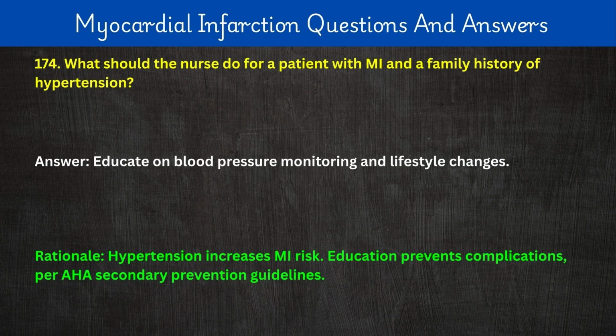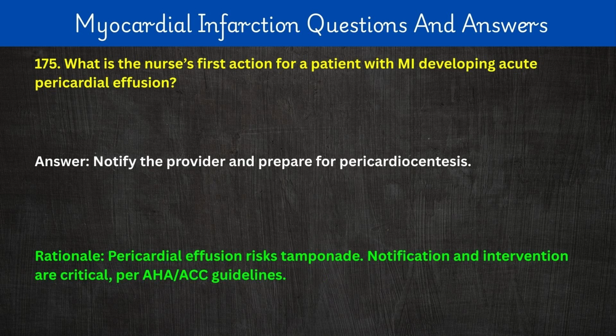174. What should the nurse do for a patient with MI and a family history of hypertension? Answer: educate on blood pressure monitoring and lifestyle changes. Rationale: hypertension increases MI risk. Education prevents complications, per AHA secondary prevention guidelines.